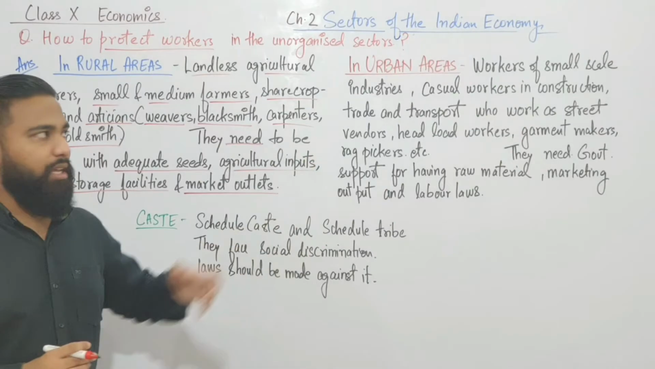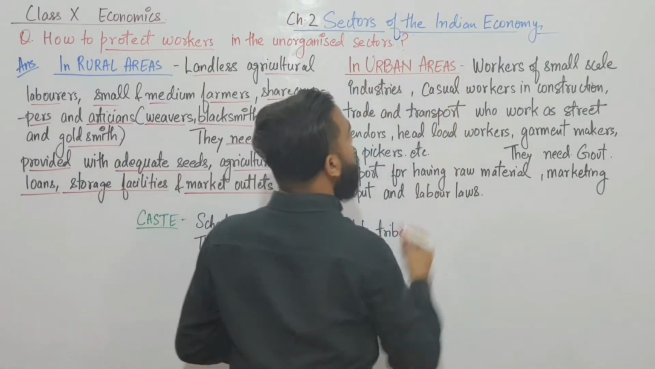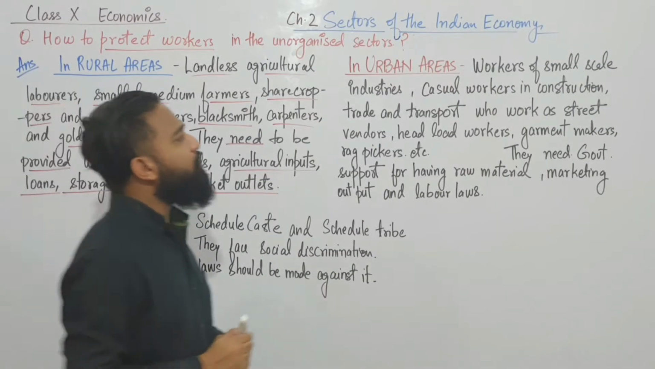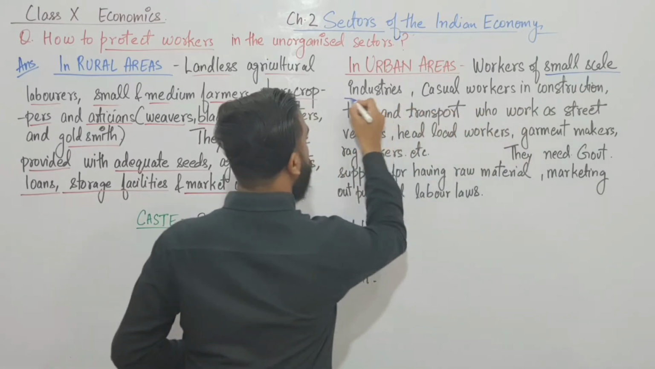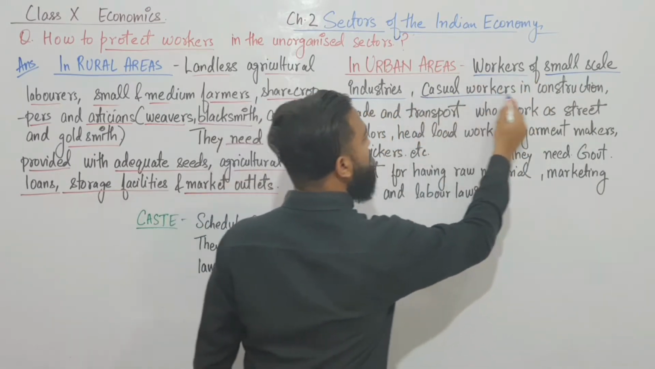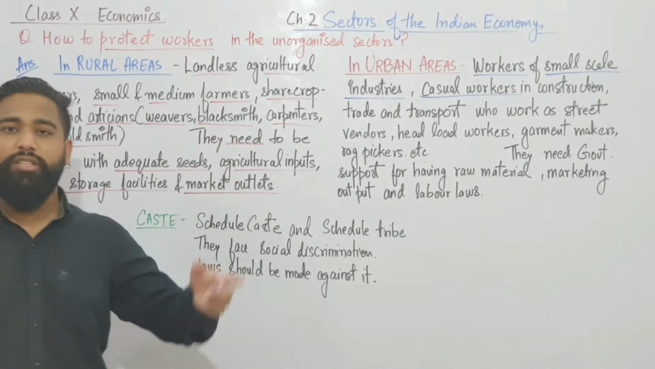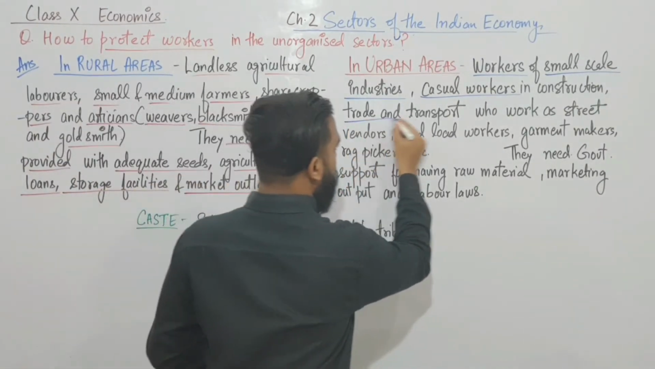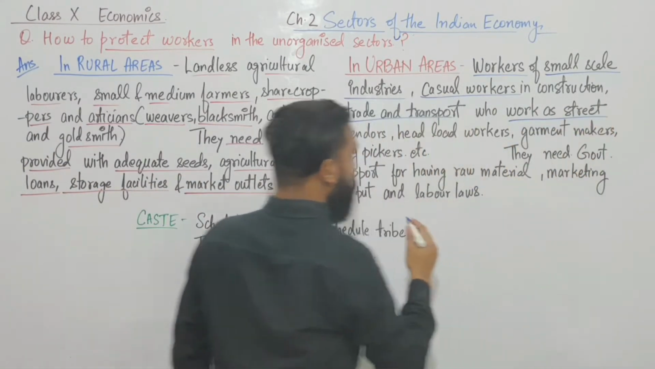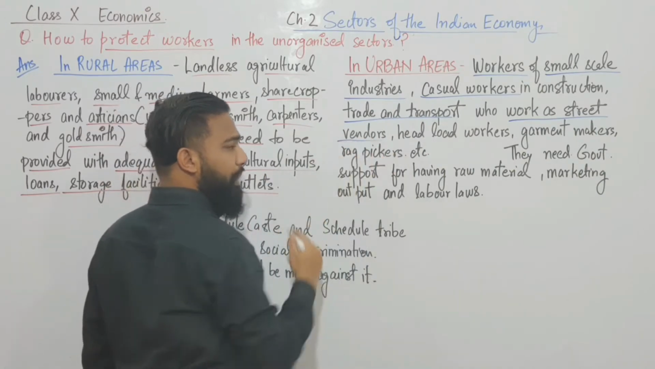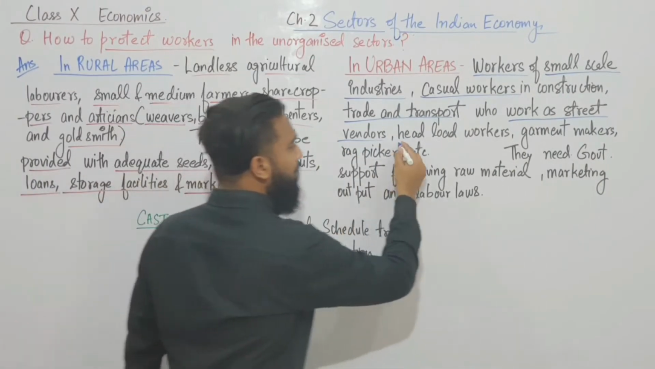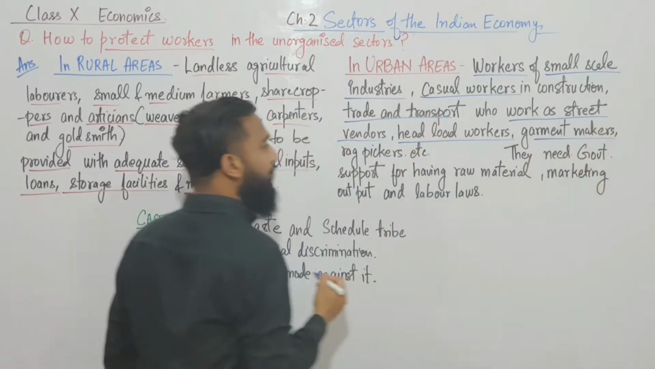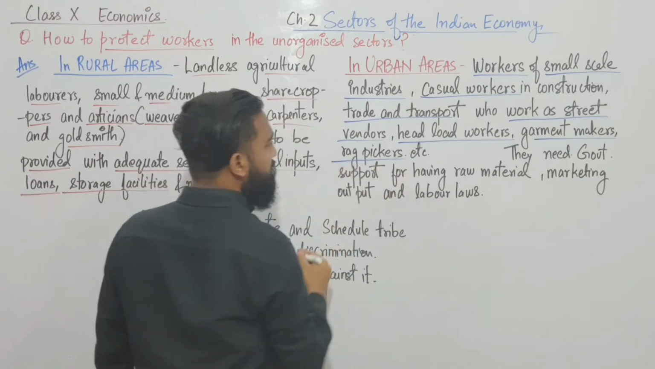Now in urban areas, let's talk about the urban areas. In the urban areas, there are certain people like workers who are working in the small scale industries, or the casual workers which we see at the construction site. Suppose something is being constructed and those type of laborers are always there. The trade and transport, who work as street vendors, people who work as street vendors, and head load workers, those who carry load on their heads. The garment makers, the people who make clothes, rag pickers.